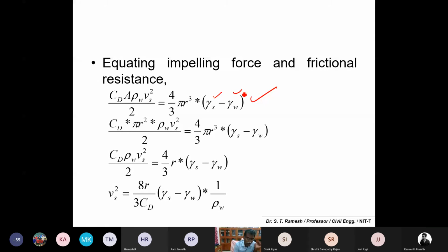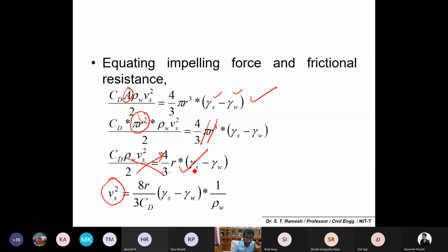The area of the spherical particle is about pi r square. So Cd pi r square rho Vs square by 2 is equal to 4 by 3 pi r cube into rho s minus rho w. If you remove the common terms, and our objective is to find the velocity, you can rearrange that equation: Vs square is equal to 2 into 4 is 8r divided by 3 into 3 Cd, and rho s minus rho w into 1 by rho w. This is very simple.